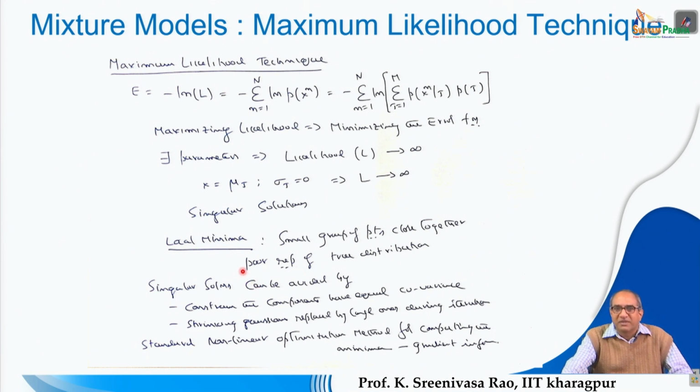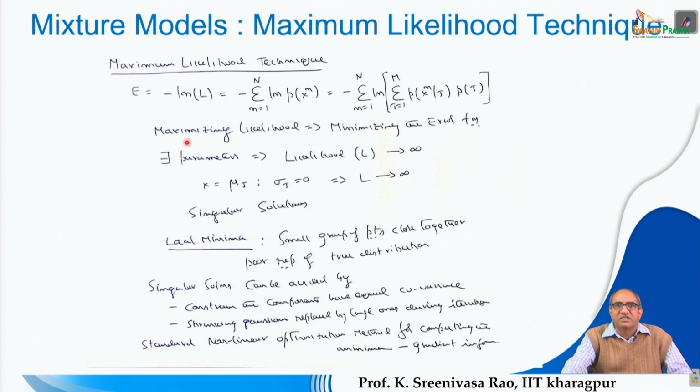In that case, the estimate becomes a poor representation of the true distribution. The singular solutions can be avoided, as I mentioned, by considering all the components having equal covariance. With that, the sigma equals 0 case can be avoided. Similarly, whenever a Gaussian width is shrinking, immediately replace it with a larger Gaussian, or combine it with the neighboring Gaussian, so that we can avoid that.